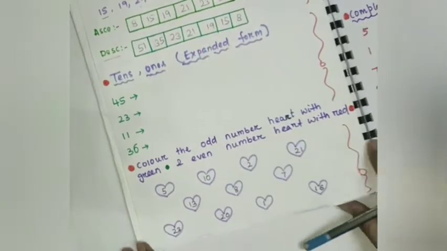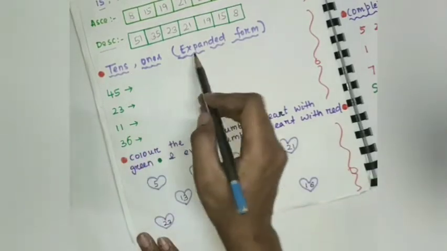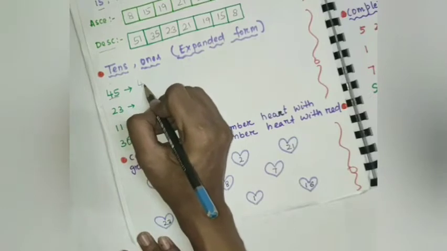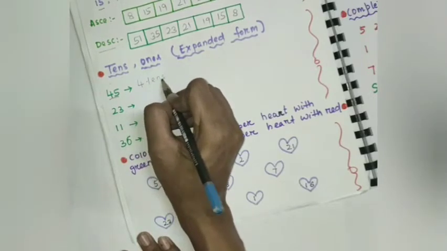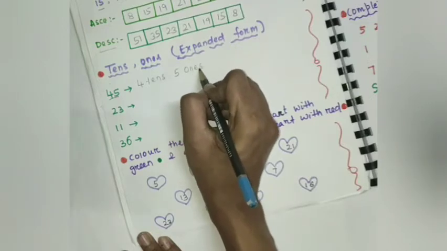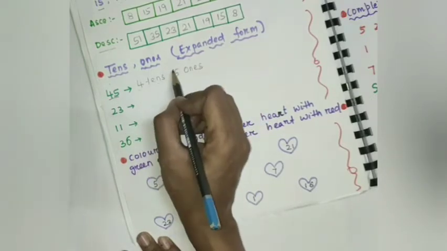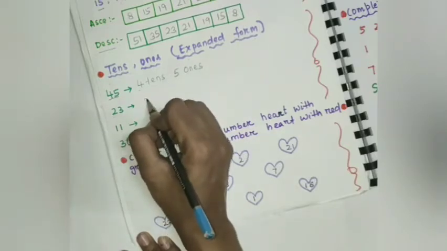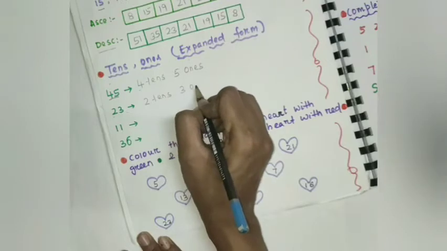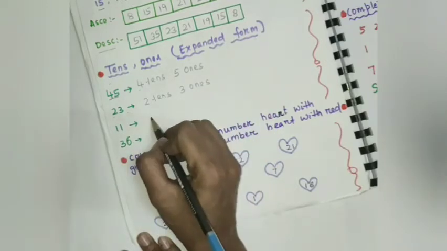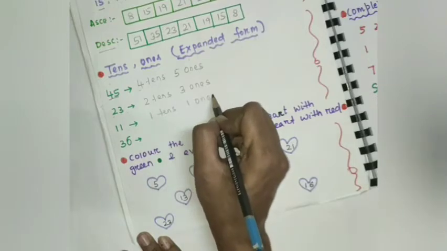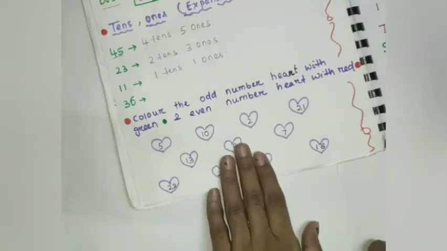Okay, then the next activity is tens and ones. Expand from here. 45 is there, so 4 is in the tens place, so write 4 tens and 5 ones. Okay, then 23: 2 tens and 3 ones. Okay, then 11. So for 11 write 1 ten and 1 one. 36 we'll write the same: 3 tens and 6 ones.